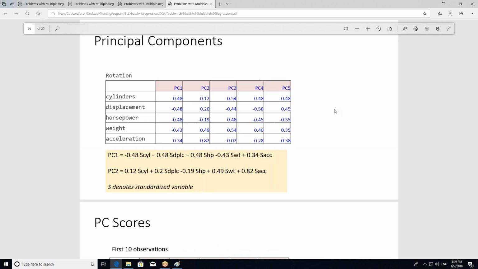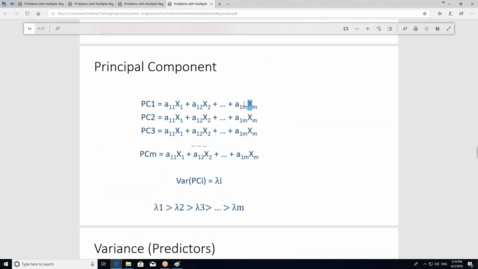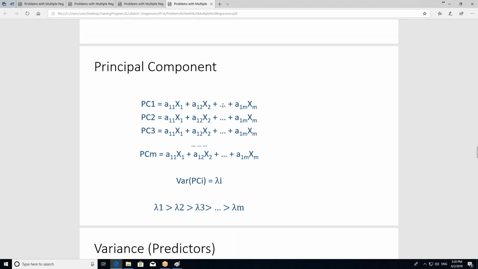So I have built the principal components. You can see it says each principal component is an eigenvector. PC1 is an eigenvector. PC1, PC2, PC3 and all these eigenvectors are orthogonal to each other. There is no relationship among them, and each eigenvector is represented as a composition of all your independent variables.